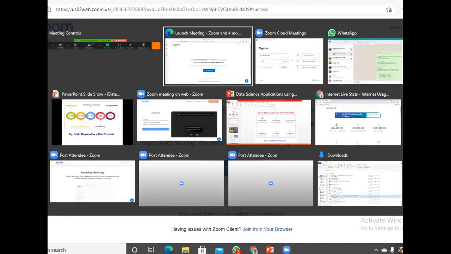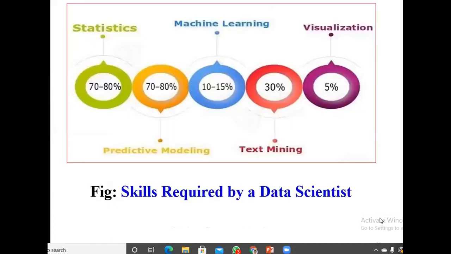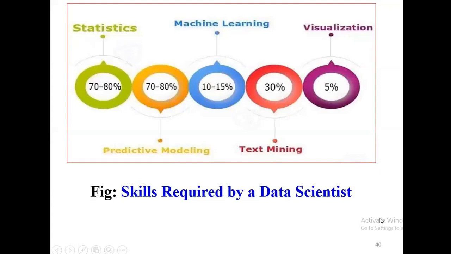Sir, please allow me, sir. Okay, sir. I'm going to share my screen. Please allow me. Sir, now you can check, sir. Yeah, it is coming now. Okay. So now my screen is visible. Yes, sir, it is visible, sir.